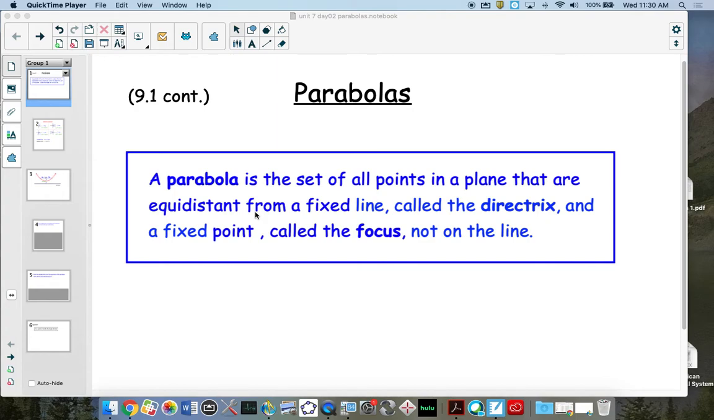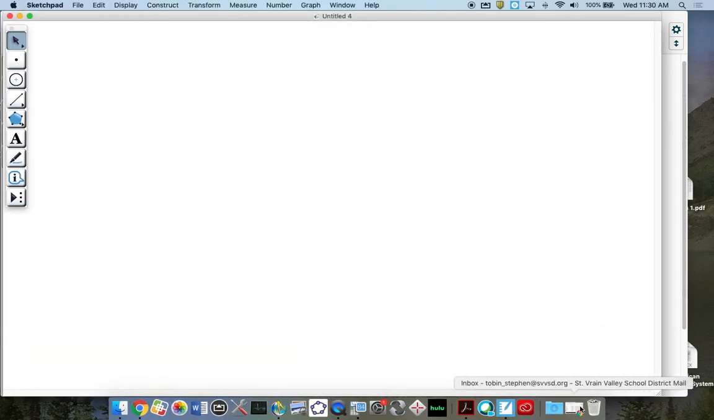Talked about the circle, and now I want to talk about another conic, which is a parabola. Now you're familiar with parabolas from working with quadratics, but I want you to think of a parabola in a different sense. A parabola is really a set of points in a plane that are equidistant, or the same distance away, from a fixed line, which we call a directrix, and a fixed point, which we call a focus, that's not on the line. So let me create this for you with some geometry software.